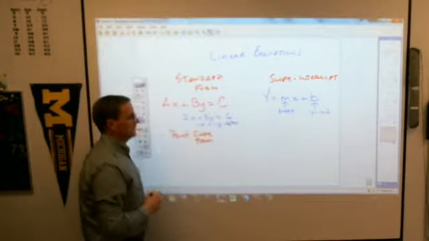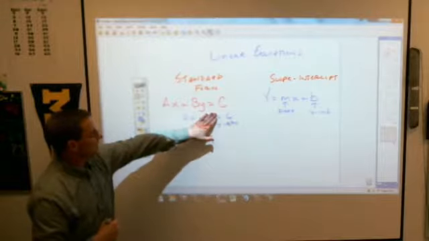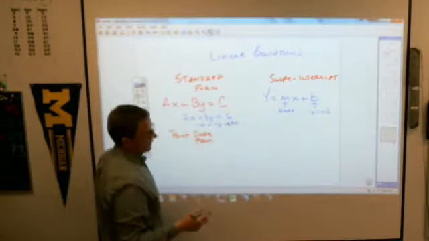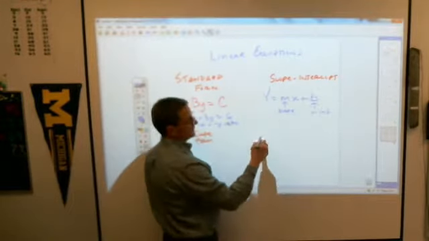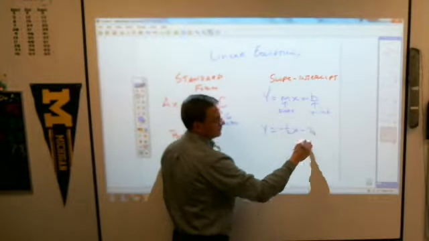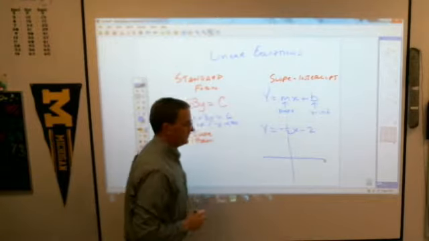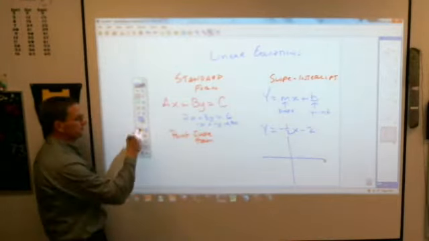And that was where Tyler said, yeah, you cover up this, it crosses the y-axis at 2; cover up this, it crosses the x-axis at 3. We did that last year. This, though, is what we're doing more of today. If y equals negative 1/2 x minus 2, you should be able to throw down the graph of that without a whole lot of trouble.